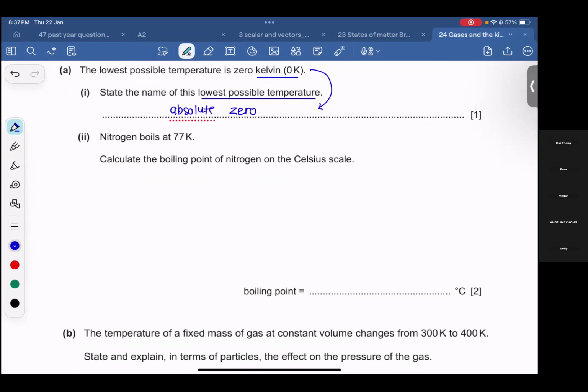Megan, try to answer me. Angeline, correct. So think, is it plus or minus? From degrees Celsius to Kelvin, we plus 273. From Kelvin, we need to minus back. So here, 77, from Kelvin go back to degrees Celsius, we need to minus 273. So your answer should be negative 196 degrees Celsius. Megan, correct. Yes, negative 196 degrees Celsius.